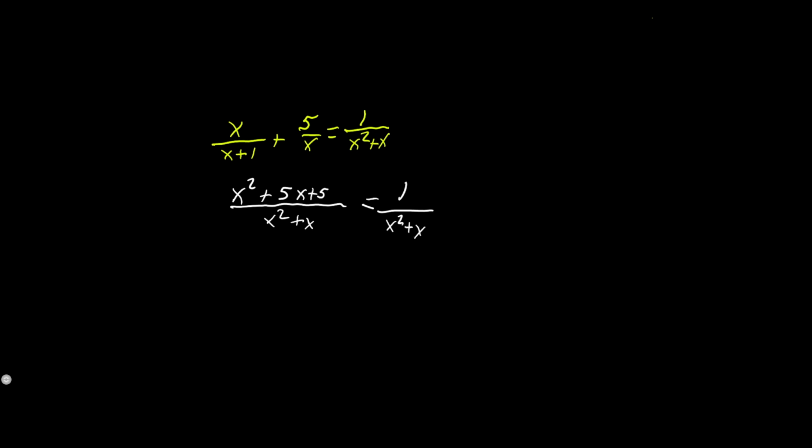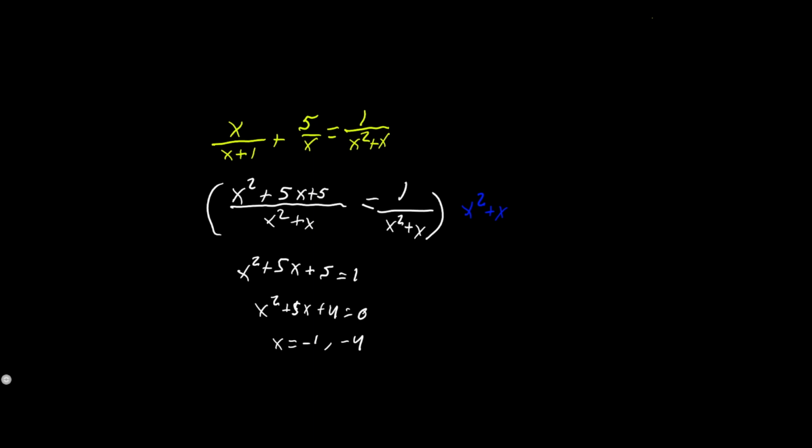So now we can go ahead and multiply both sides of the equation by x squared plus x. And we're just going to get a beautiful equation where everything just cancels out. We have x squared plus x cancel out the denominator, giving us x squared plus 5x plus 5 is equal to 1. And we get the same equation we did earlier, x squared plus 5x plus 4, which you know the solutions are x is equal to -1 and -4.